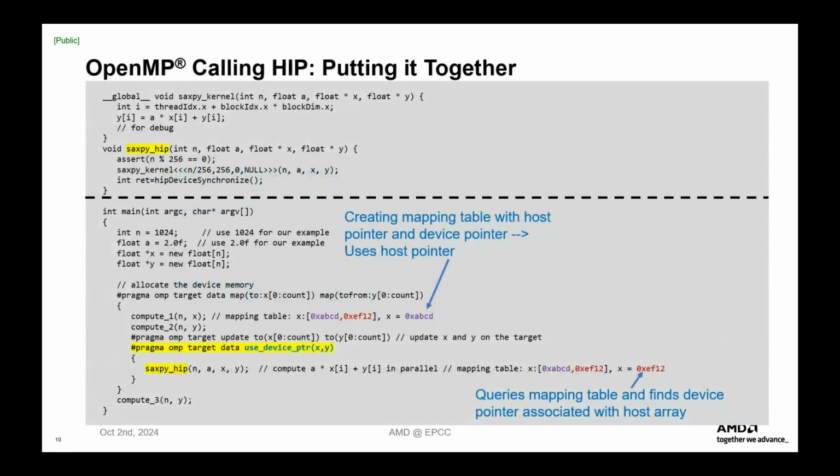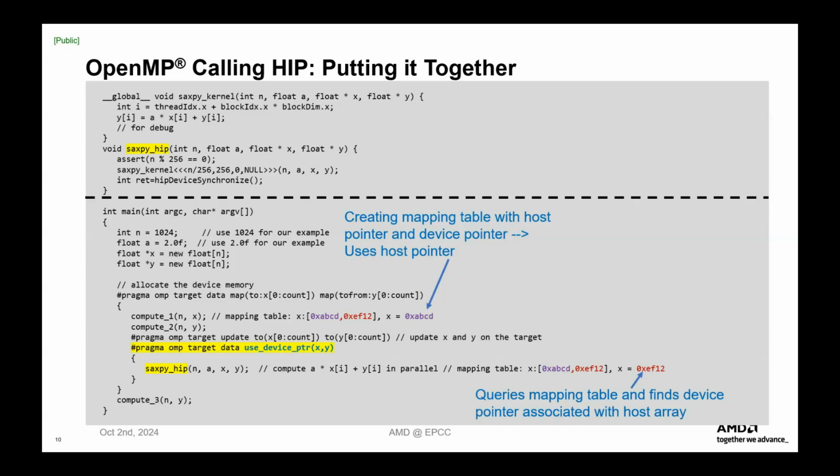Okay, now we put everything together. On the top, you see the HIP kernel, like it was on the last slide. And this HIP kernel is called from the OpenMP code we see below. So the SAXPY function call is now replaced by SAXPY HIP. SAXPY HIP, you see it on the top. And what's important now is that this SAXPY HIP gets the correct device pointer, like I mentioned on the last slide.